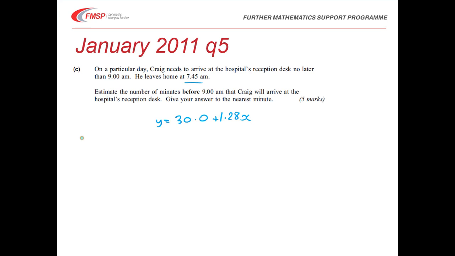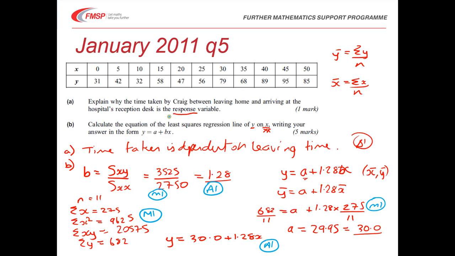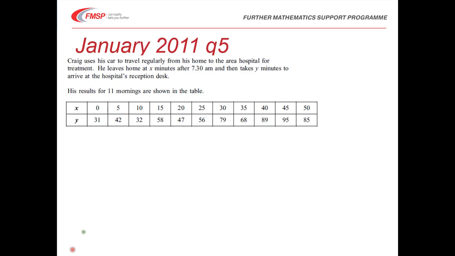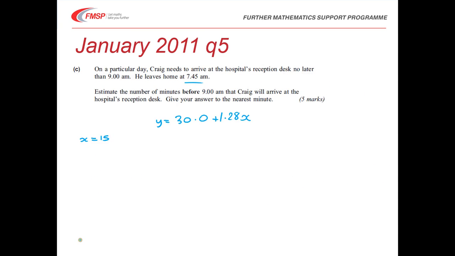So we need to realise what's going on. 7:45 means that the value of x will equal 15 in this case. Just remember what x is. x is how many minutes after 7:30 he leaves. So x is definitely 15. So what we can do is work out what y should be using our model based on x being 15. So our model predicts that this should be 49.2, there or thereabouts. And again, you get a massive range of answers here.